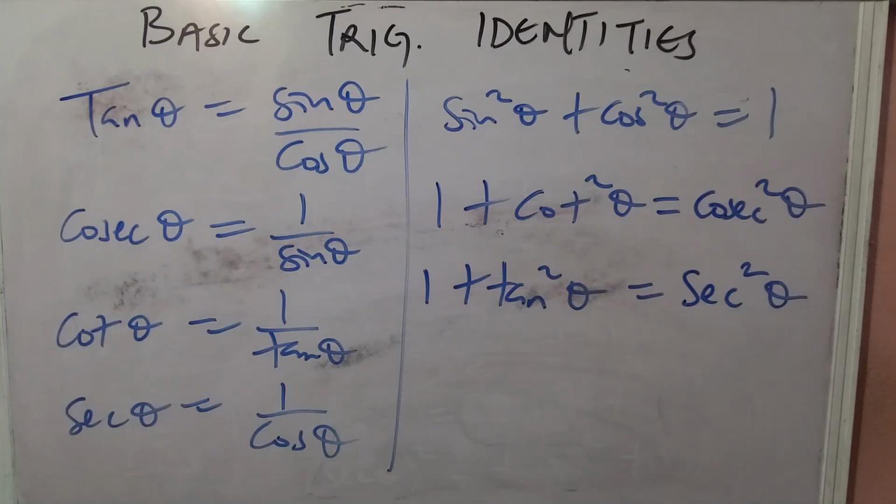So these are our 7 basic identities which we'll be making use of in several applications on trigonometry.